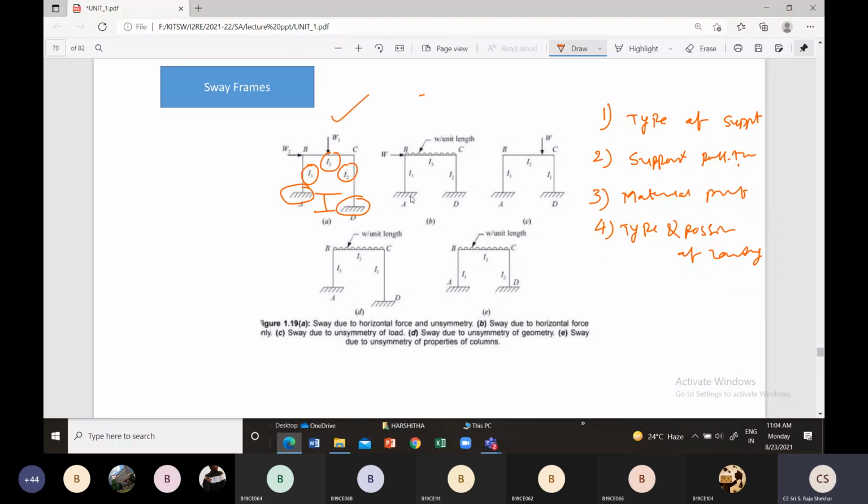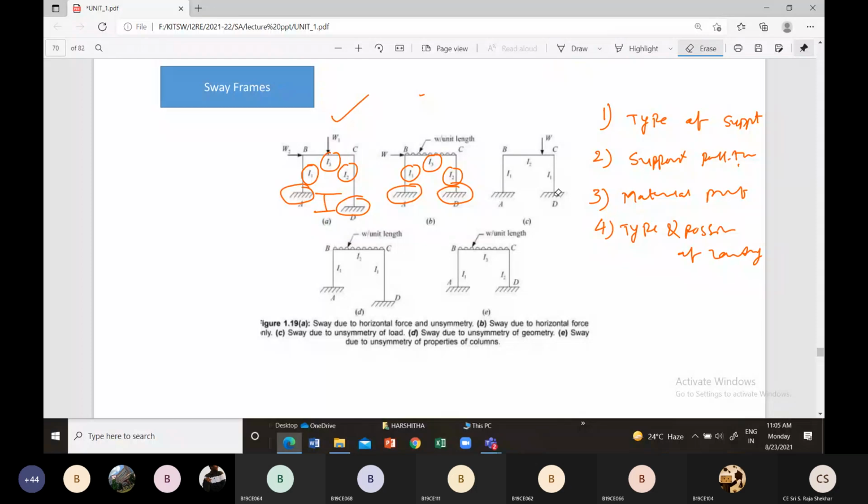Similarly here, all supports are at the same level, so there is a chance of it being a non-sway frame, but here the material property is different. For vertical load, the load is symmetrical about the y axis, but the horizontal load is not symmetrical about this vertical axis. To equilibrate this horizontal load, no additional load is coming and there is no support, so that will cause sway.